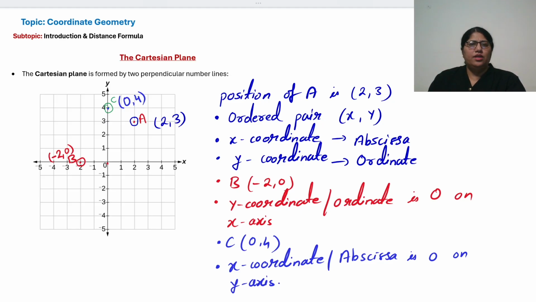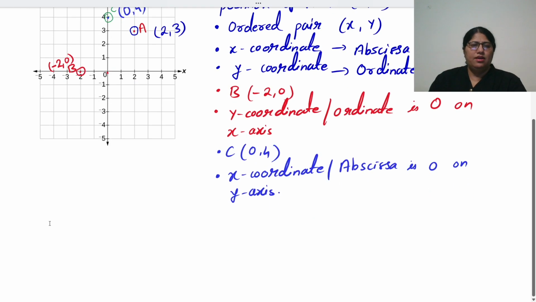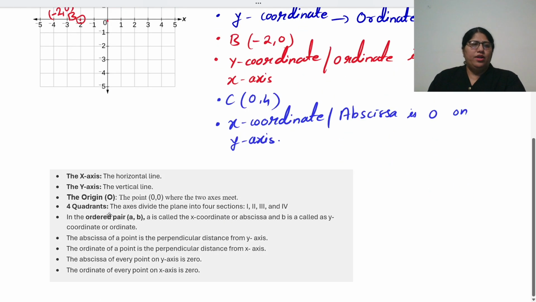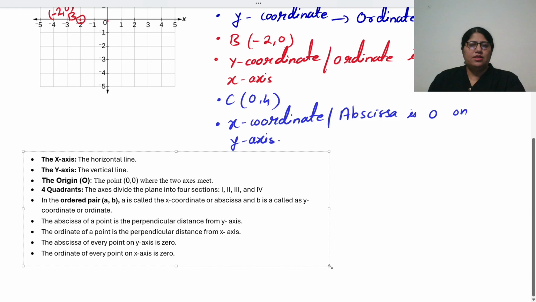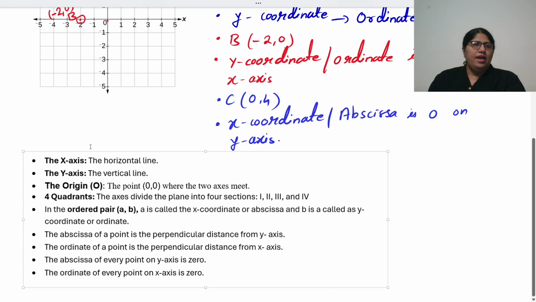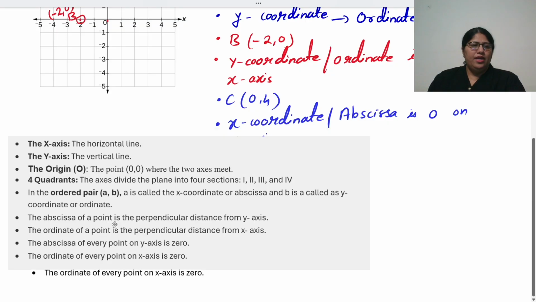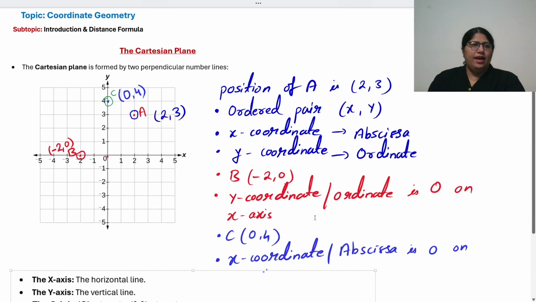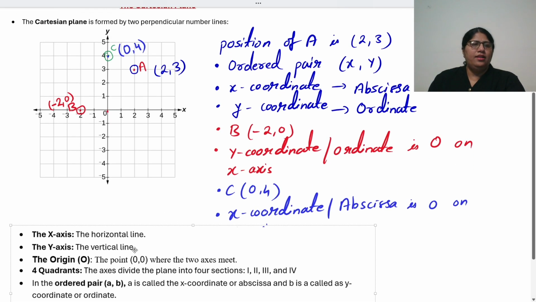What are you going to learn in grade 10? Let us just do a quick recap of whatever you have learned. These are the pointers you have to remember. The x-axis is the horizontal line, and the y-axis is the vertical line. The coordinates of the origin O are always (0, 0), because there is no x direction movement and no y direction movement.